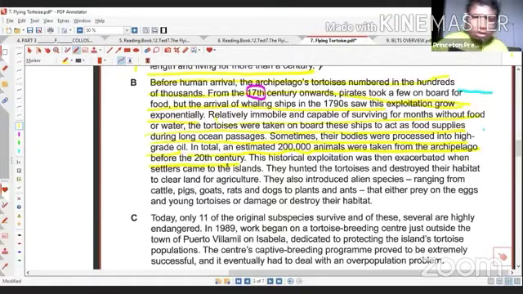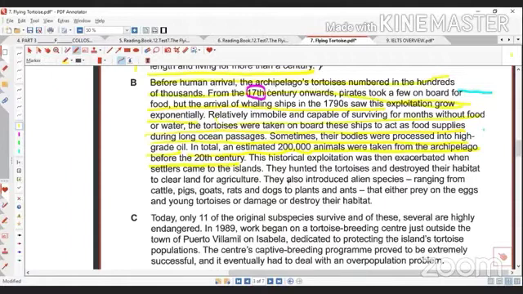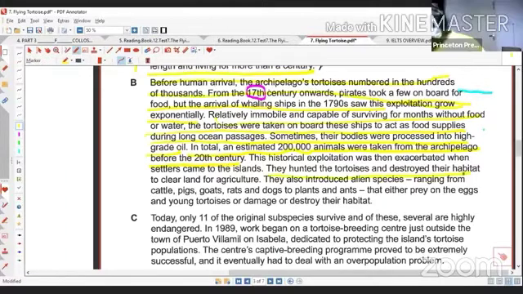So what we talked about, how the number kind of decreased. You see, they hunted the tortoise and destroyed their habitat to clear the land for agriculture. This is another reason. They also introduced alien species, dogs, cats, cattle, pigs, rats, to plants and ants that either prey on the eggs and young tortoise or damage and destroy their habitat.